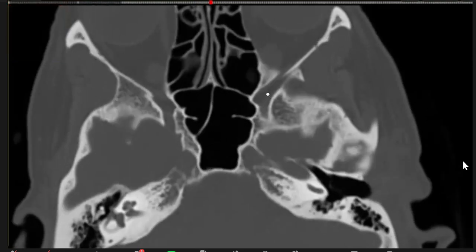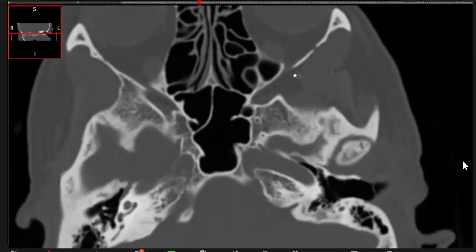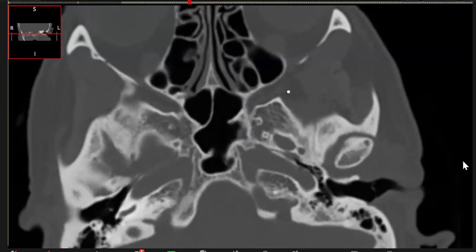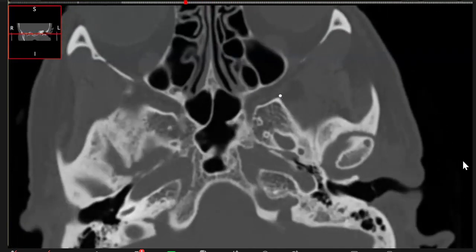Anteriorly, please remember that the pterygopalatine fossa communicates with the orbit through the inferior orbital fissure. So medially with the nasal cavity, laterally with the masticator space, posteriorly through the foramen rotundum and Vidian canal with the middle cranial fossa, anteriorly with the orbit through the inferior orbital fissure. But the but is that it doesn't stop there, because technically it also communicates with the oral cavity.